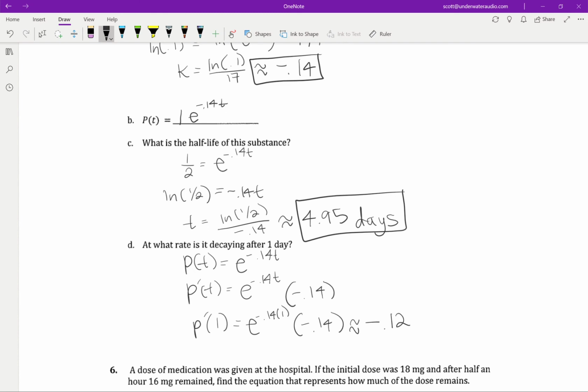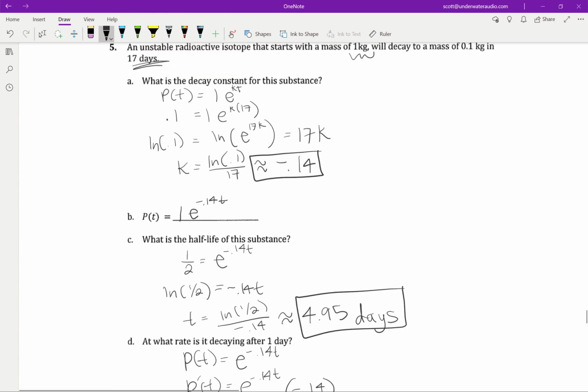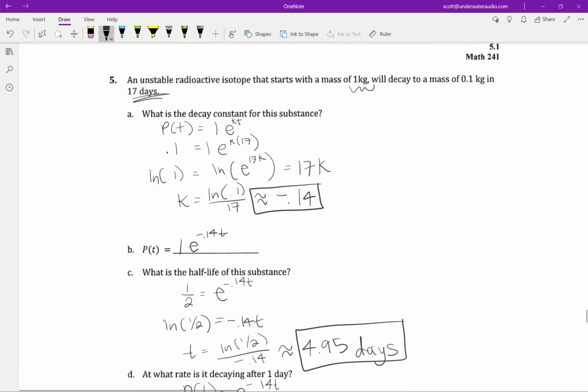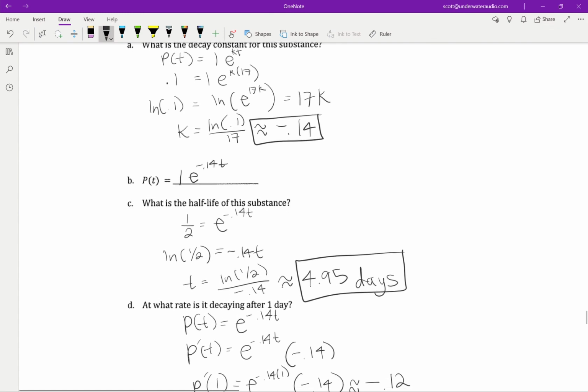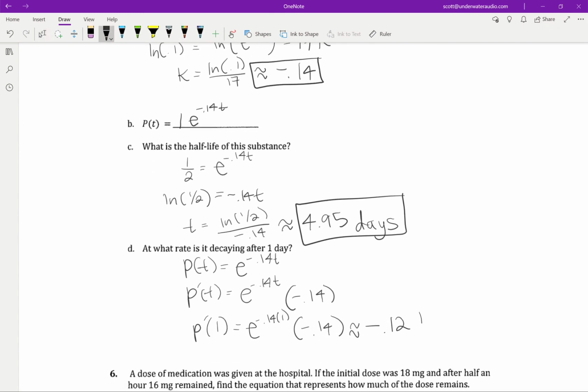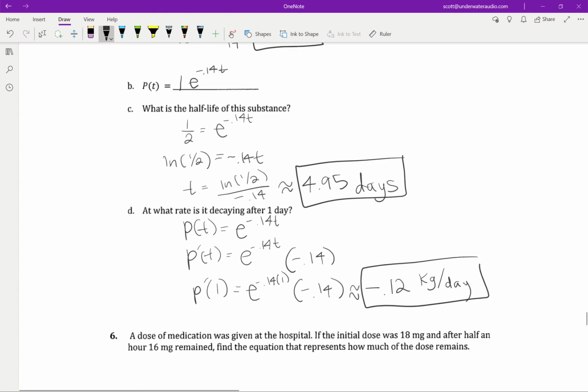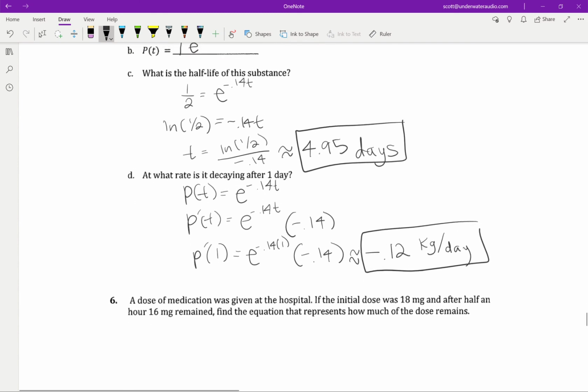Okay, so the top of this is going to be, let's see, what is it that we're measuring? Okay, so that would be kilograms a day. So it's losing about negative 0.12 kilograms per day on the first day. Cool. Let's pause there.